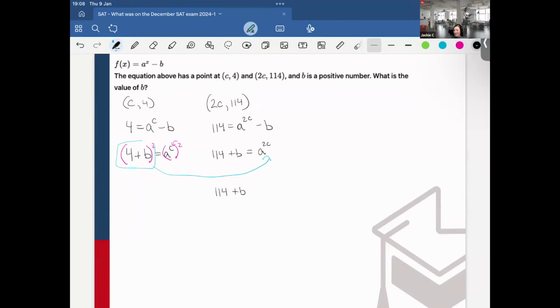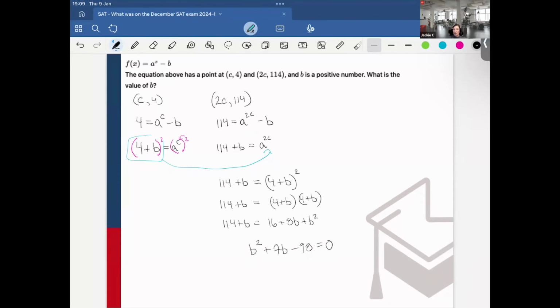So then I have everything in terms of b. So 114 plus b is equal to 4 plus b, squared. And make sure that you expand your brackets. So it'd be 114 plus b is equal to 16 plus 8b plus b squared. And it looks like it's turning into a quadratic. So next step, I'm going to bring the 114 over. So I have b squared plus 7b and minus 98 equals 0.